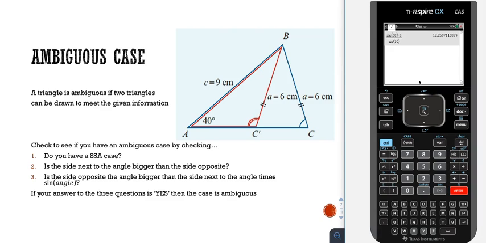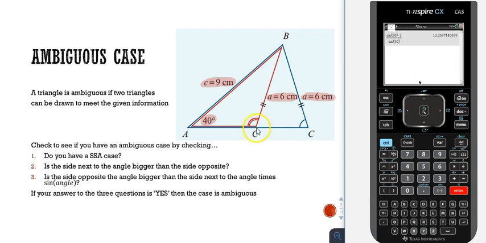Now, the sine rule, depending on the information you're given, may actually give you two different triangles. This is what we call the ambiguous case of the sine rule. So in this particular case, the information we're given is an angle, 40 degrees, a side length c of 9 centimeters, and then a length a of 6 centimeters.